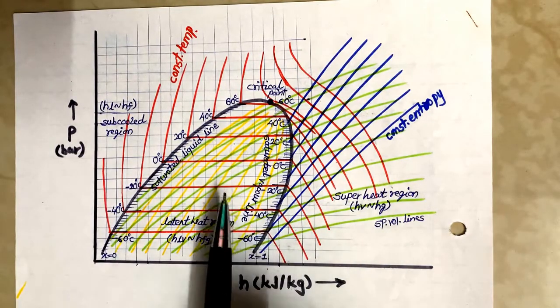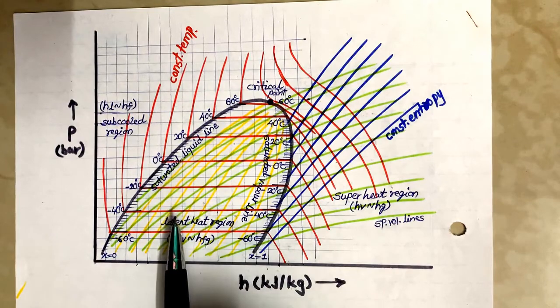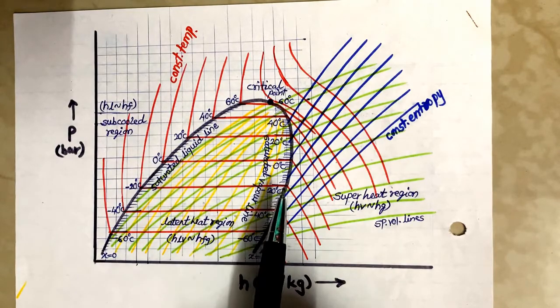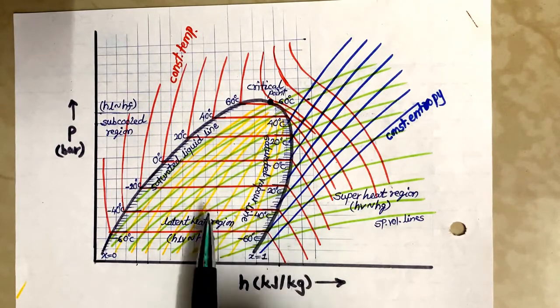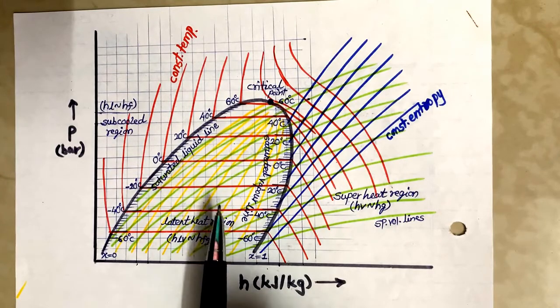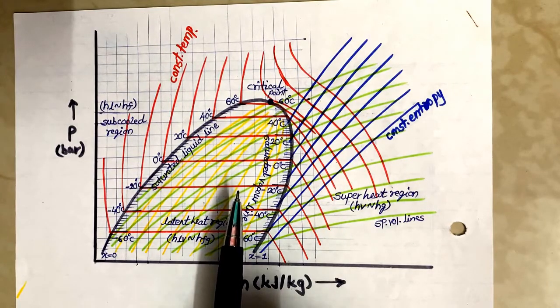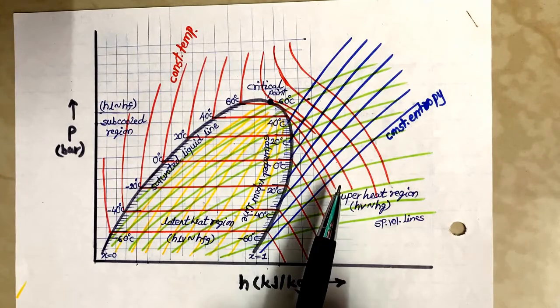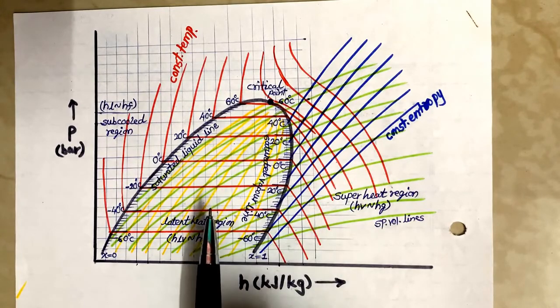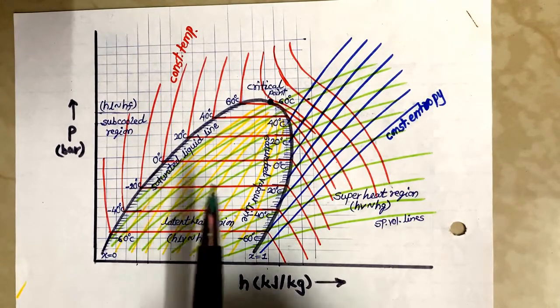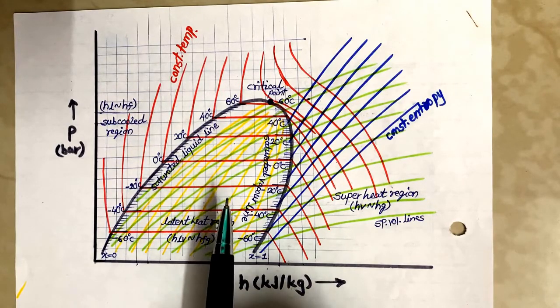So by using a p-h chart, one should know the phase of that refrigerant, whether it is in liquid form, or in vapor form, or in the latent heat region. So one should know the phase for that particular location, as well as the various properties of that refrigerant for the particular process.